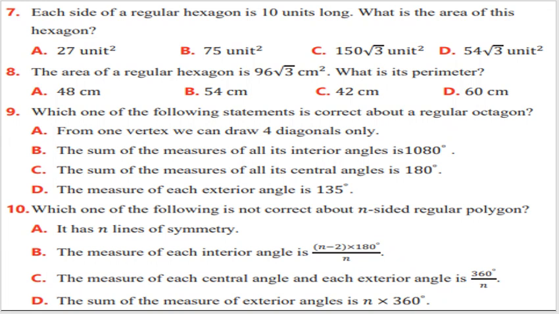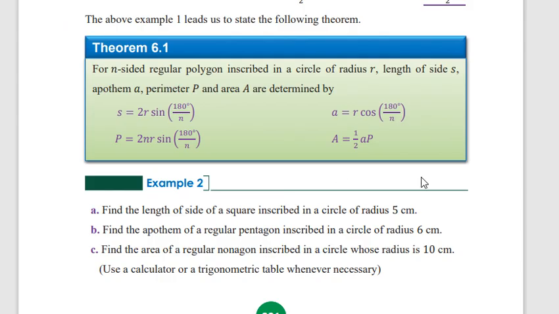Okay, again, this is going to be the third video. Question number 7. It says each side of a regular hexagon is 10 units long. What is the area of the hexagon? This time we need to recall formulas in case of regular polygons which are inscribed in a circle with radius r.